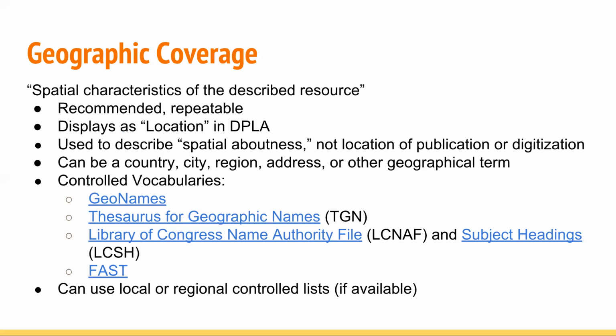Some of the controlled vocabularies: GeoNames, Thesaurus for Geographic Names, Library of Congress Name Authority File, Subject Headings, and then FAST. You can also use a local or regional control list if available. And I just wanted to add about geographic coverage, this element is really useful for those using the API, where you can use this data to populate maps, create augmented reality apps, or other types of things where geographic information is useful.